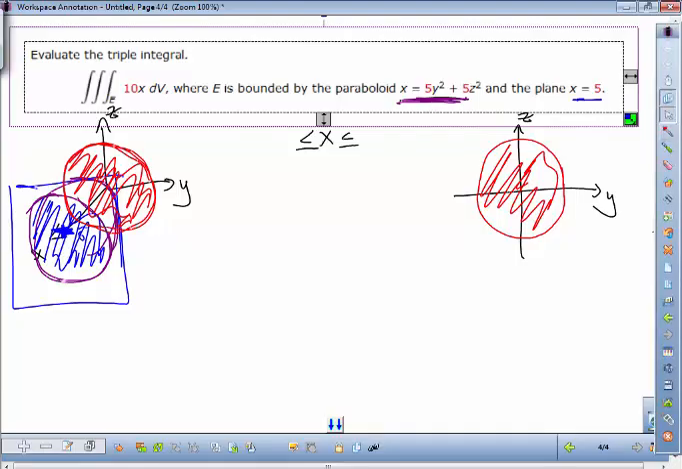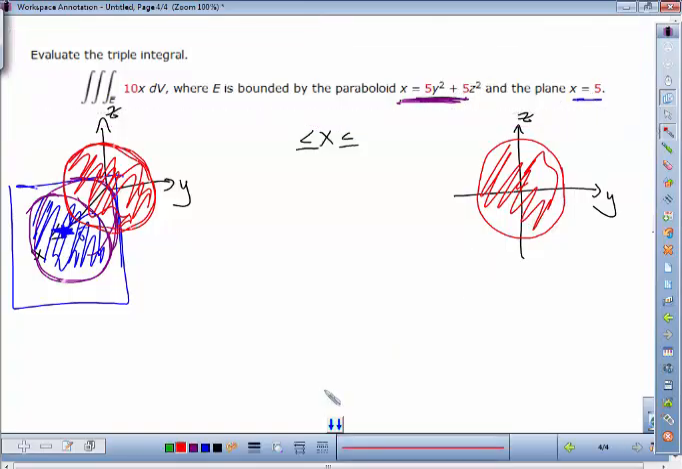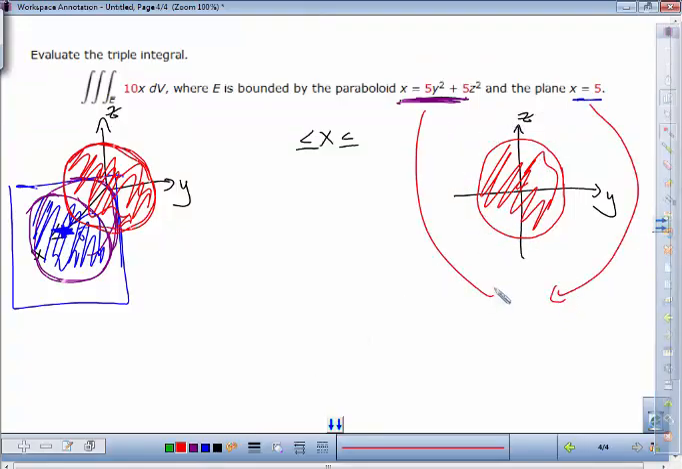Plug and chug. 5 for x. Yeah. So you guys already got that. So you combine these two. X is equal to both of them, so put 5 in for x. 5 is equal to 5y squared plus 5z squared, and then we have y squared plus z squared is equal to 1. So it looks like it's going to be a circle of radius 1.